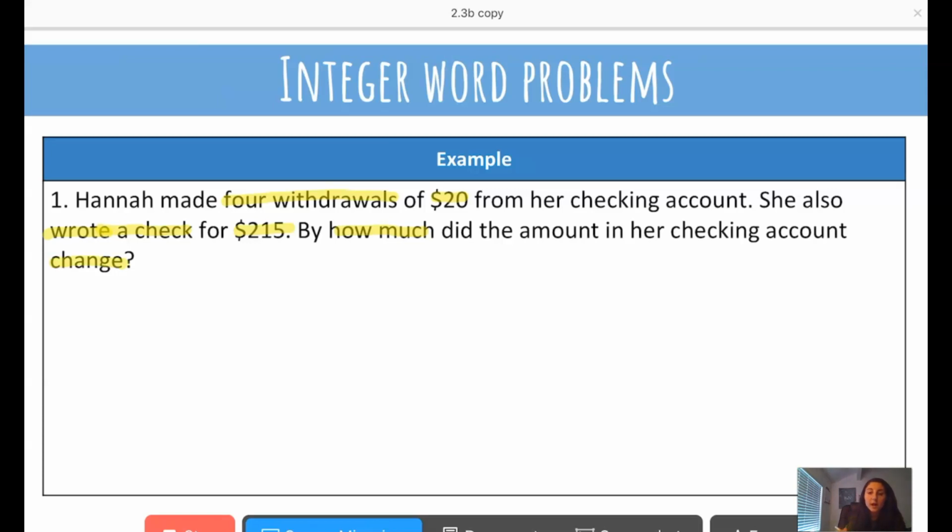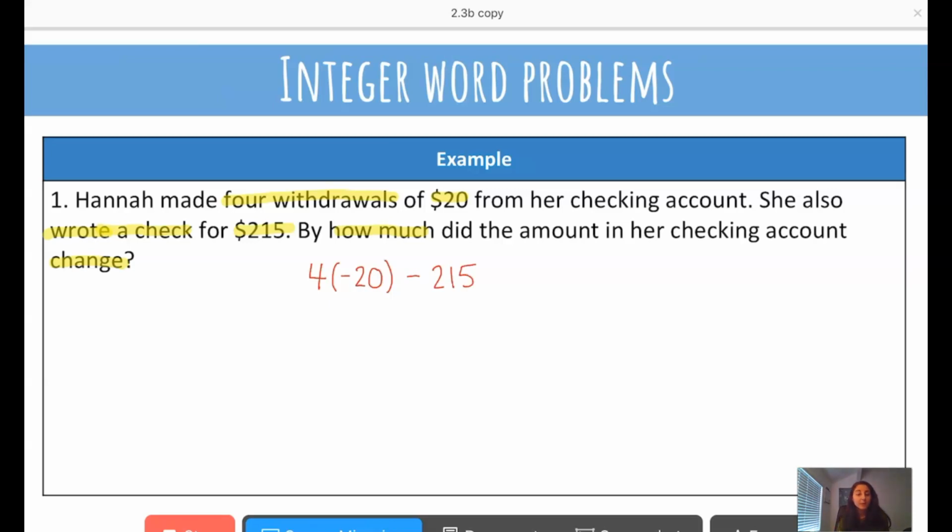Okay, well, she took out $20 4 times. So she made 4 withdrawals of $20. And since she's taking money out, we're going to represent that with that negative sign, right? She's taking out 20, taking out another 20, taking out another 20, and another 20. So we can write that as 4 times negative 20. Then she writes a check for $215. So she's writing a check, she's spending it, she's losing another $215.